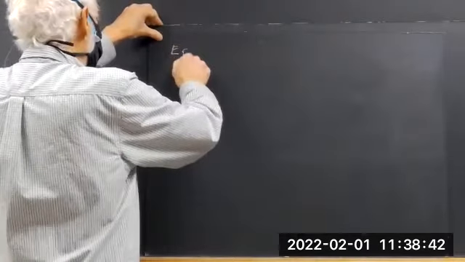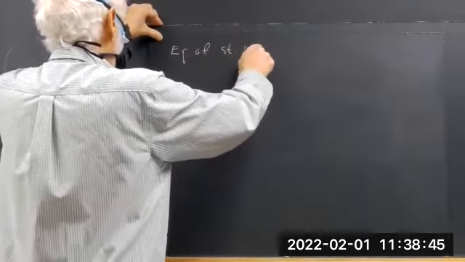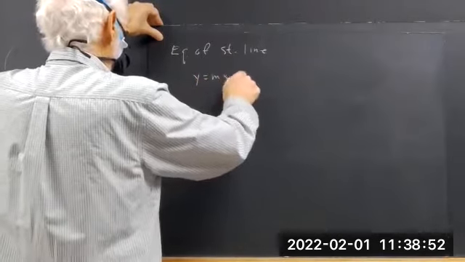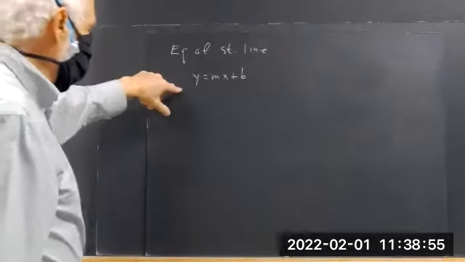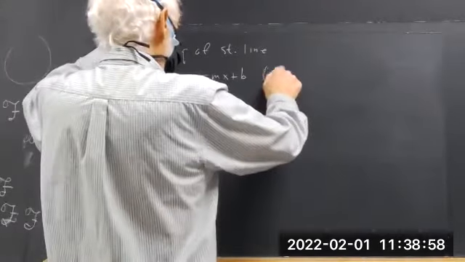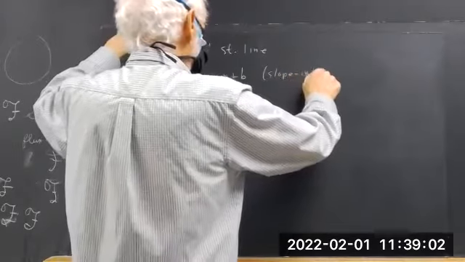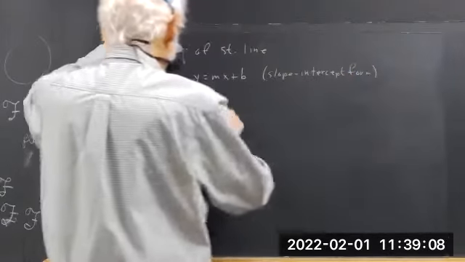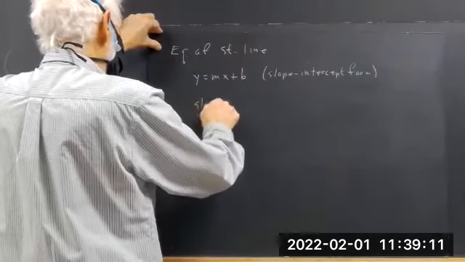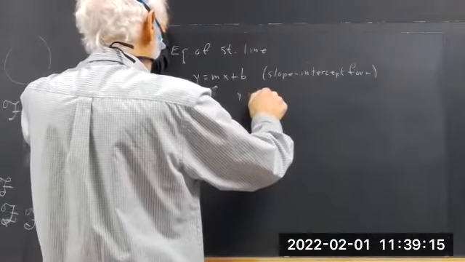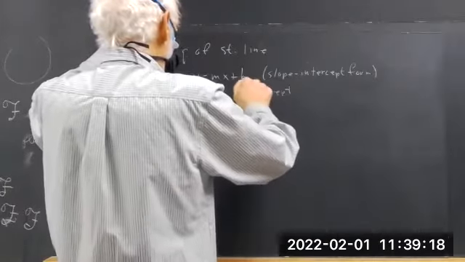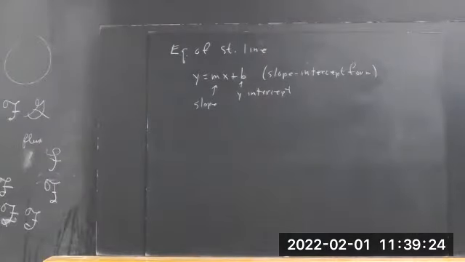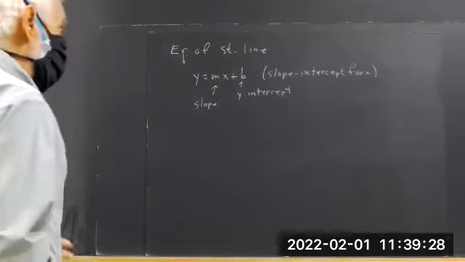So, equation of a straight line. The slope-intercept form: y equals mx plus b. m is the slope, b is the y-intercept. Okay. So I'm going to ask you if you would write down the equation, or if you can write down the equation of a straight line.